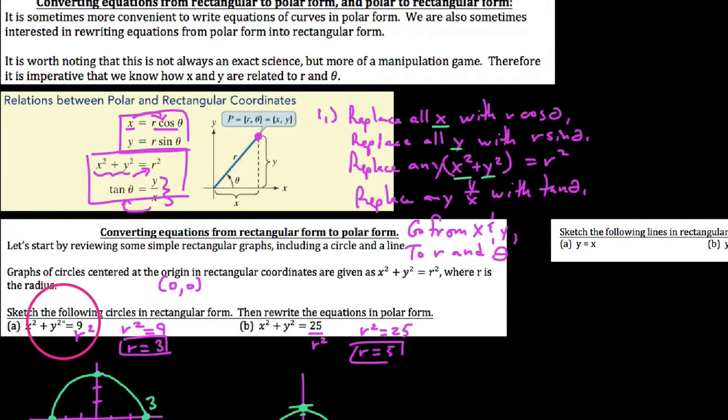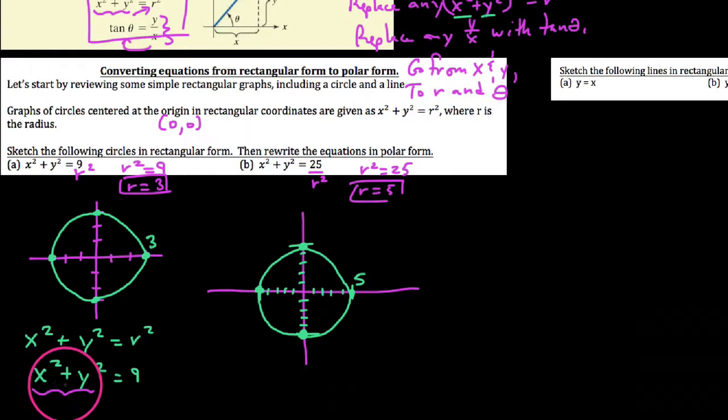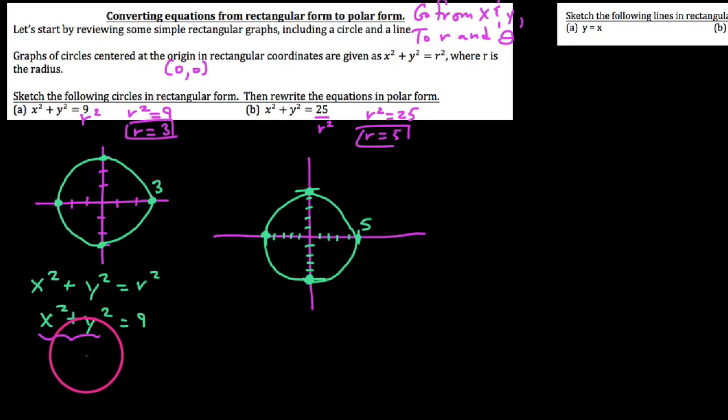So when I look down here, really my number one suggestion is going to be take your rectangular form equation here. We have x squared plus y squared equals r squared, okay? So in this case, x squared plus y squared equals 9. But essentially, what I want to point out to everybody here is this.